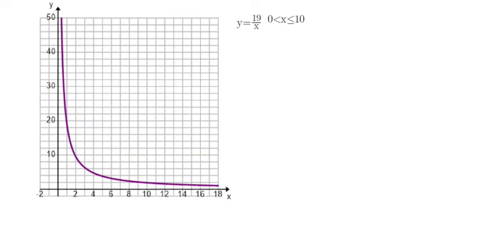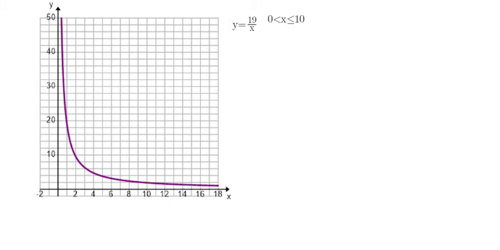In this problem, we're asked to find the range of the function y equals 19 over x when we have the domain restrictions of 0 to 10, where x can equal 10. If you look at our graph, we are given the entire first quadrant graph of y equals 19 over x. We need to keep in mind that x is only defined between 0 and 10.